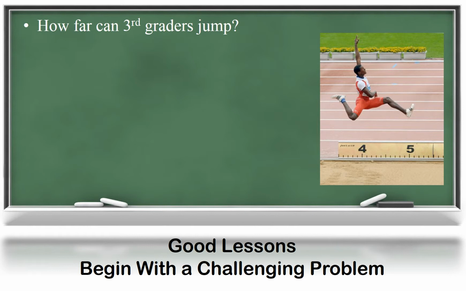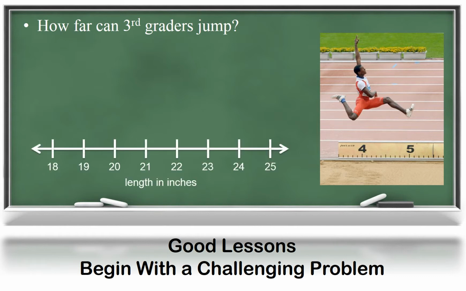We can begin by making a connection and a need for data with the children. For example, asking the question, how far can third graders jump? Not everyone jumps the same. Some may jump further than others. We can use a line plot to record the distances. As each child in a class jumps, we can measure and record the distances.